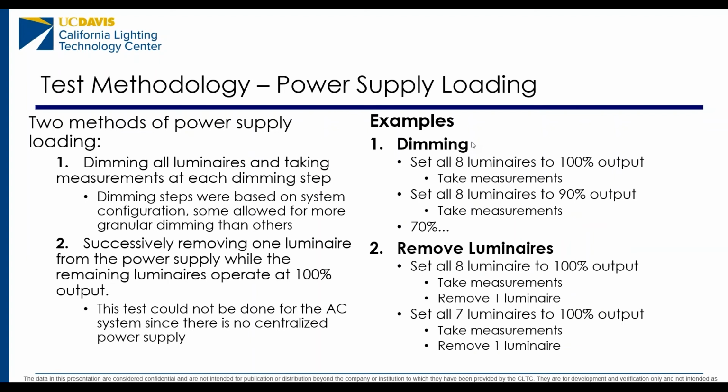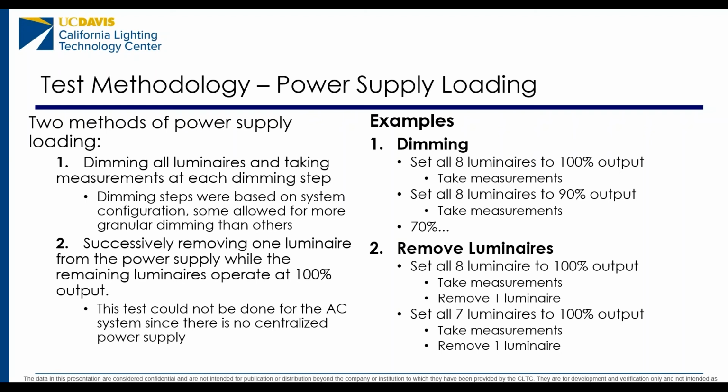So the 2 methods of varying load on the power supply were first, dimming all luminaires in set increments and taking measurements at each step. So for example, we set all 8 luminaires to 100% output, take measurements. Then we dim all luminaires to 90% and take measurements, and so on. And secondly, there's a method of sequentially removing 1 luminaire from the power supply while the remaining luminaires operate at 100% output. So for example, set all 8 luminaires to 100%, take measurement, unplug 1 luminaire from the power switch, set all 7 to 100%, take measurements, remove another one, and repeat.